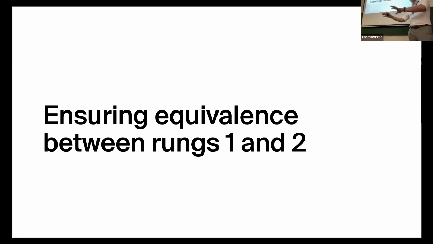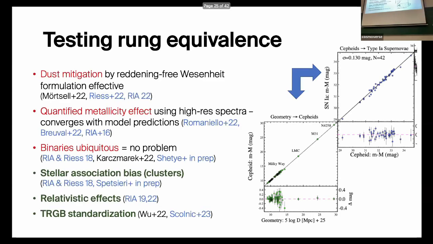So let's now move on to how we actually apply the absolute calibration when we measure the distances. This is what I mean by ensuring the equivalence between rung 1 and 2, because of course if you calibrate your standard candle using known distances on one end, and you apply it at another end, you need to make sure that the objects are either the same or that you can somehow mitigate the differences that there are.